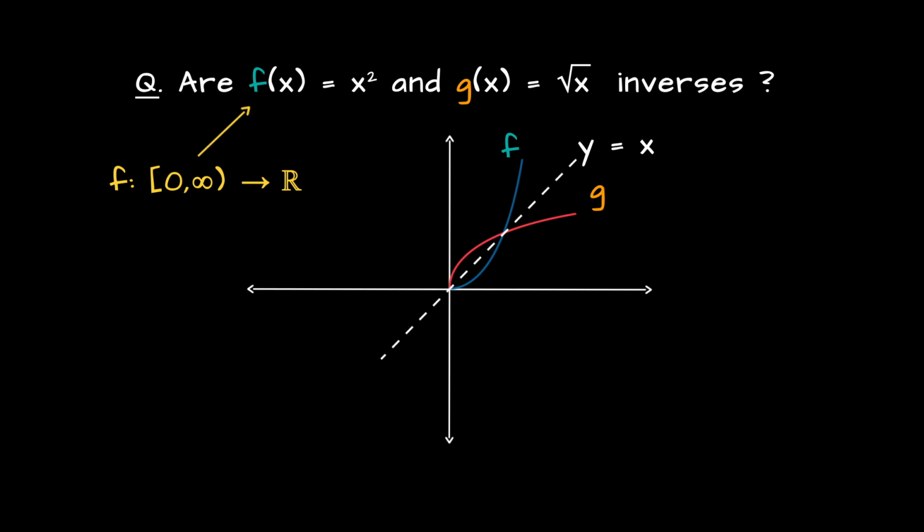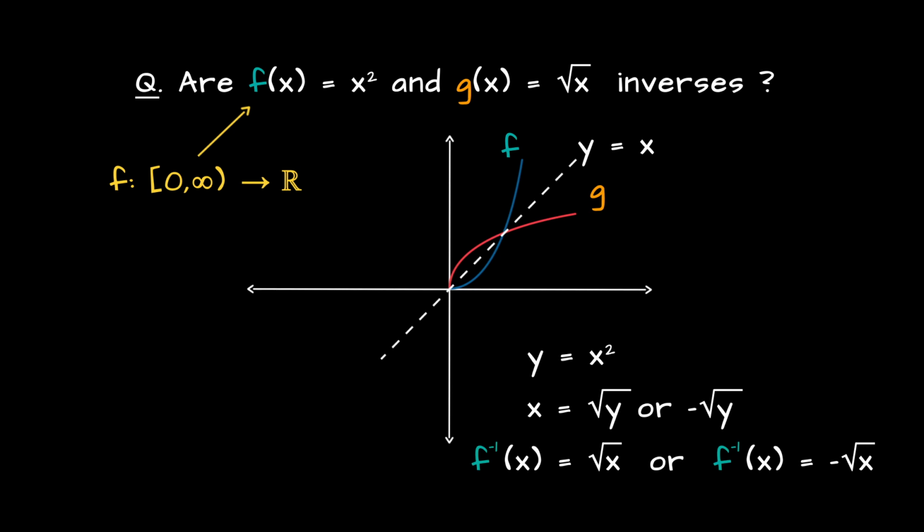Moreover, the restriction of f to non-negative numbers has an inverse which is precisely equal to g of x, or radical x. This highlights a subtle point, namely that even though a function may not be invertible over its entire domain, it may become invertible if its domain is restricted.